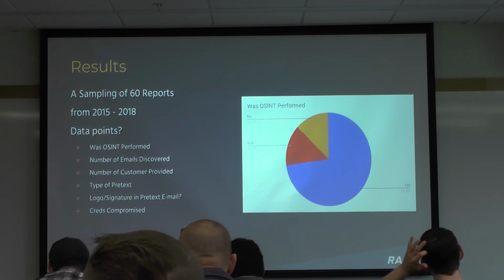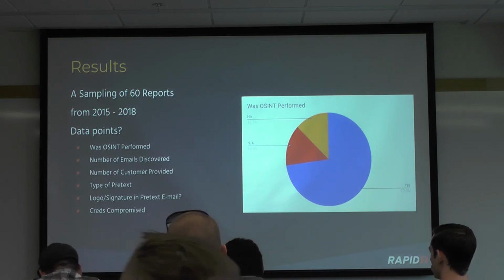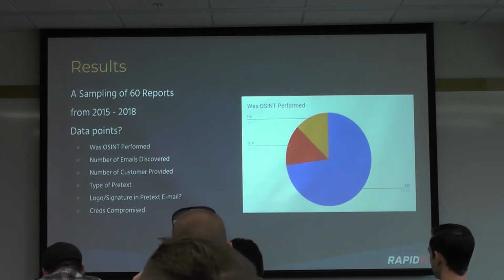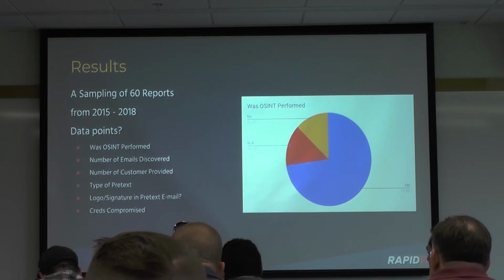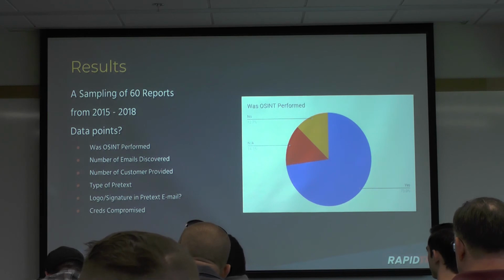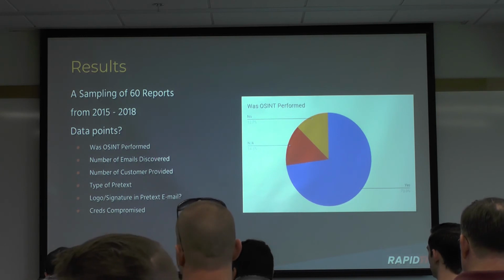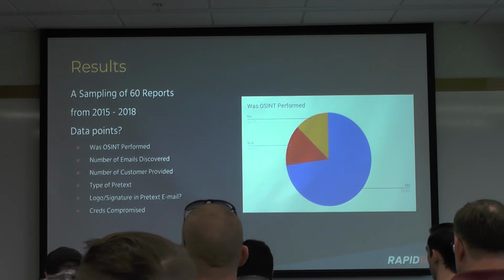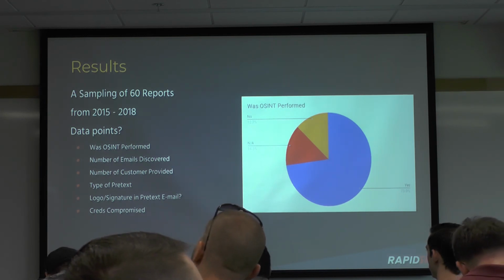It is now. All right, so I wanted to talk to you guys about some of the research components of what Emilie and I did. So we took 60 internal Rapid7 reports that had to do with what we call ESE, or electronic social engineering. We wanted to look at those reports and pull out some data sets and kind of get an idea of what was working for us and what wasn't working for us. What's a good pretext, what's a bad pretext. So we did have data points like, was OSINT performed? Did the customer provide emails, or did we discover those emails? What kind of payloads were the testers using? Were they successful or not?